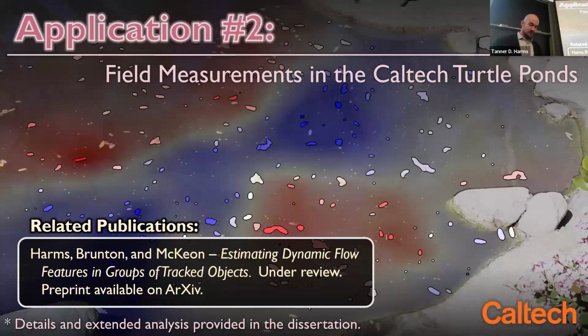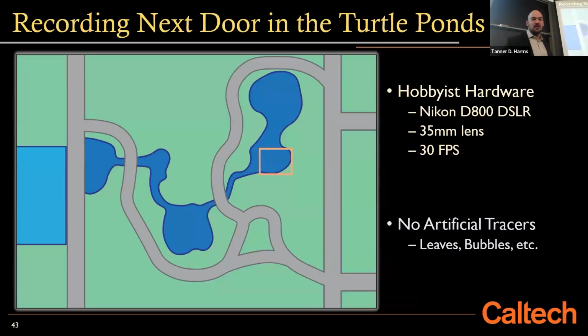Finally, I'm going to talk about our last application, which is field measurements taken in the Caltech turtle ponds right next door. So here's a schematic of that. If you're here watching today, you're roughly up here in the corner. So this is where we are. And where I took the measurements was in this lower pool, sort of close to, or in the middle of, the garden.